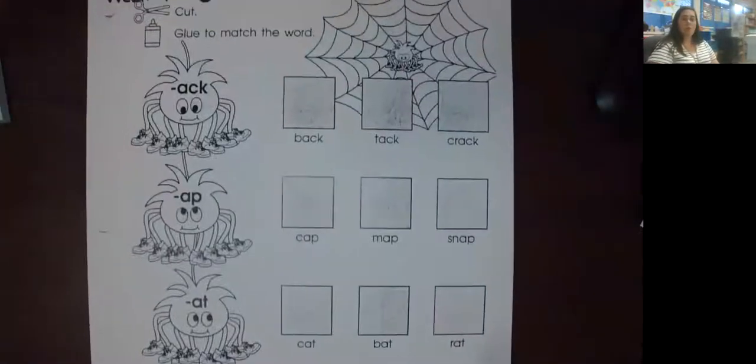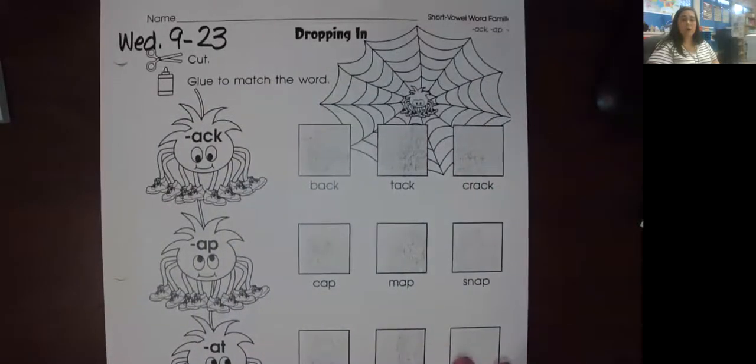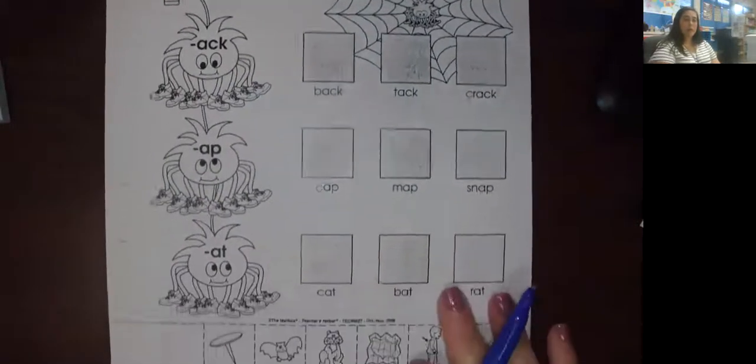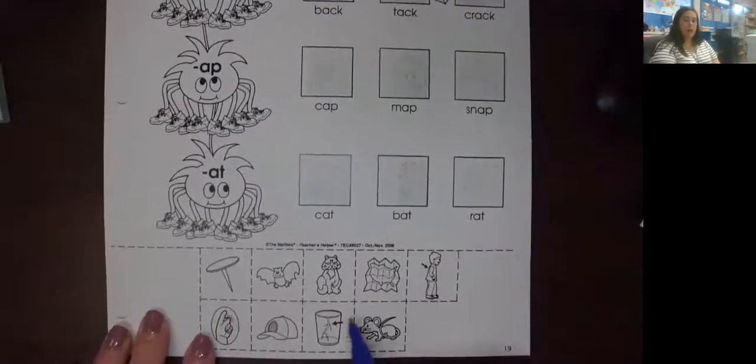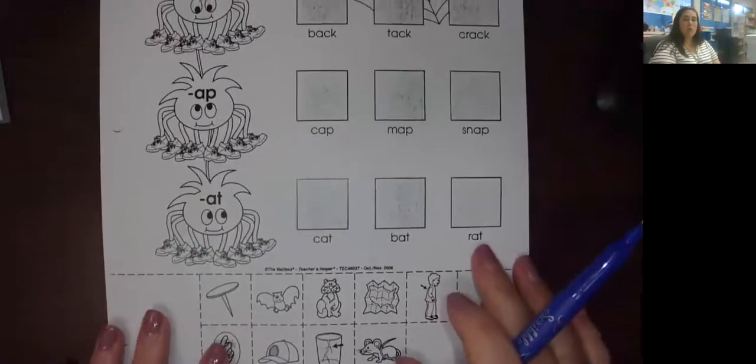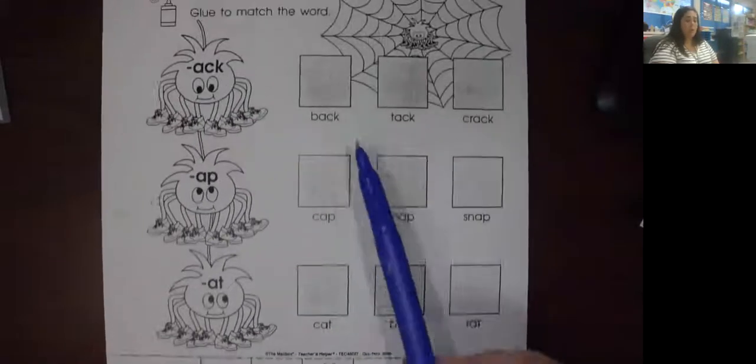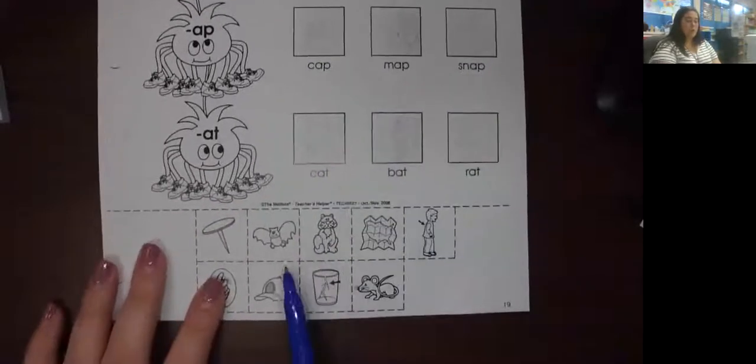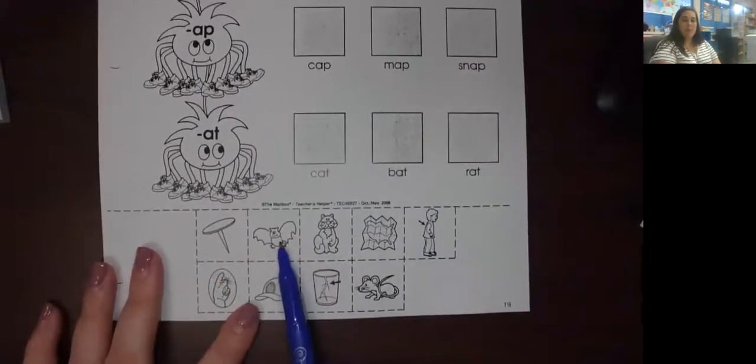All right, then this is for a grade, so I'll need a picture of this as well. Okay, this is for a grade. So what you're going to do is you're going to cut out all the pictures down here, and you're going to glue them to the matching word. Okay, so for instance, this is a picture of a bat. So I'm going to look for the word bat.